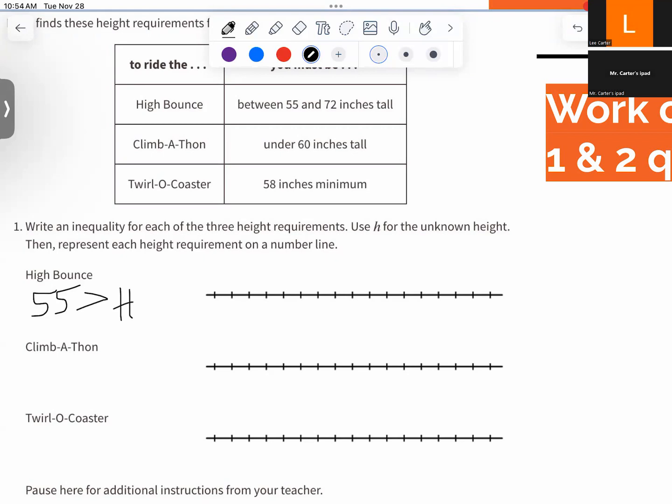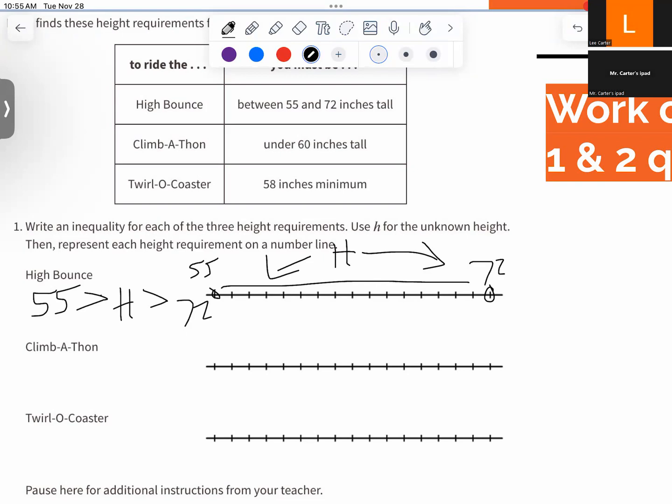And then you got to be less than 72. Okay. So basically, if you'll notice here, the H is greater than 72, but then H is less than 55. Okay, so therefore, it'd be something like this: 55, 72, like this, and it could be anywhere in between there. Okay, so H could be anywhere in between that. Okay, your height can be anywhere in between that.